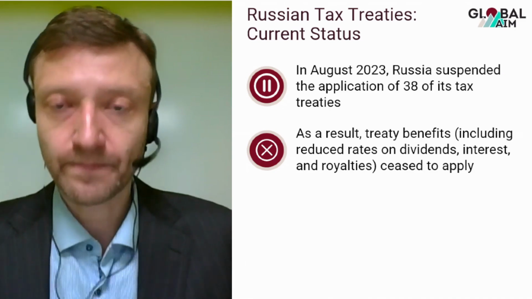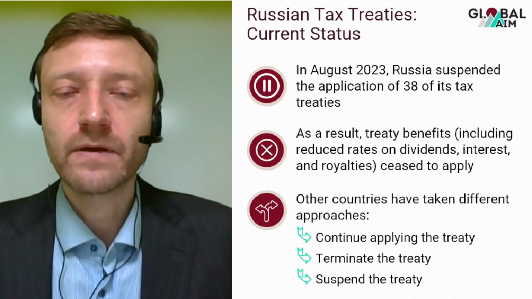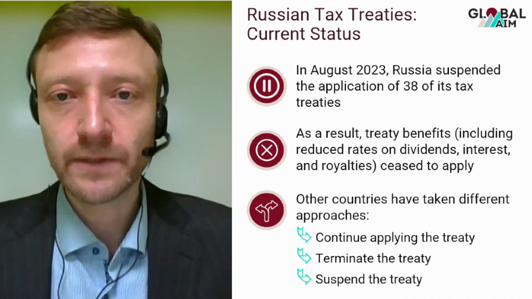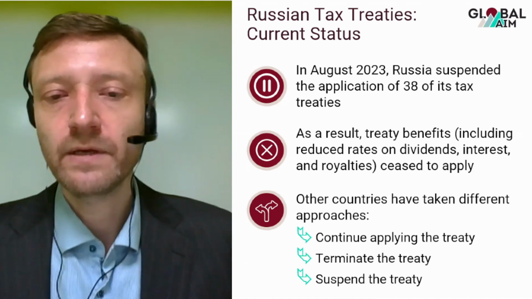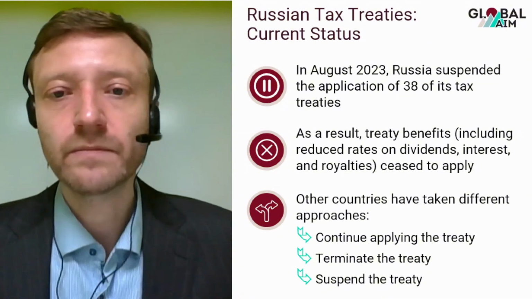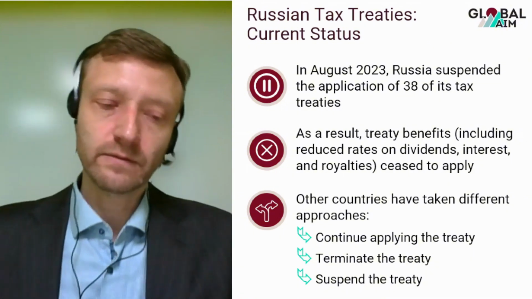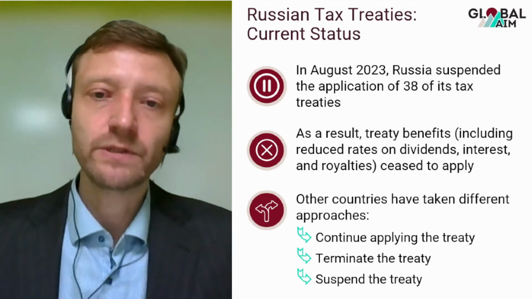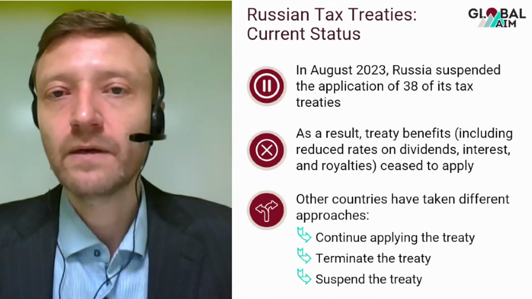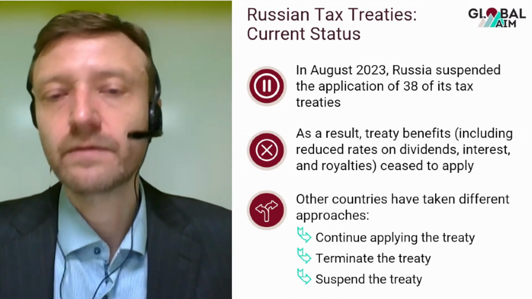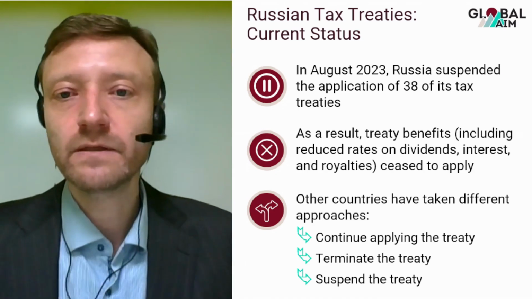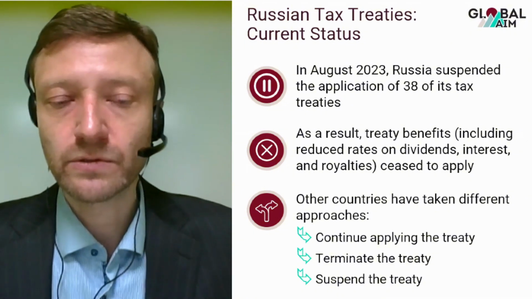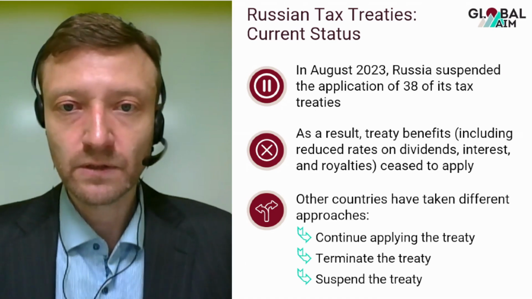As a result, many treaty benefits, including reduced withholding tax rates, ceased to apply. And other countries, parties to the double tax treaties that Russia suspended, have taken different approaches. There are basically three types of responses that we see in practice. One is that the other party to a specific treaty can decide to continue to apply the treaty. The other response would be to terminate the treaty, and it is also possible for the other country to suspend the tax treaty. And we've seen different strategies and approaches that other countries followed.